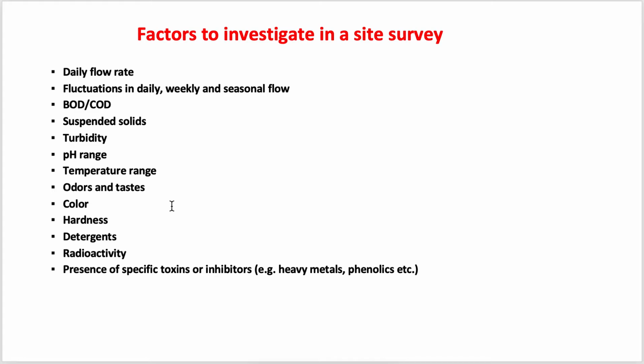So during the site survey, several factors need to be investigated. These factors are like daily flow rate, fluctuations in daily, weekly, and seasonal flow, the BOD or the COD, suspended solids, turbidity, pH range, temperature range, odors and tastes, color, hardness, detergents, radioactivity, and presence of specific toxins or inhibitors. All of this needs to be investigated during the site survey.